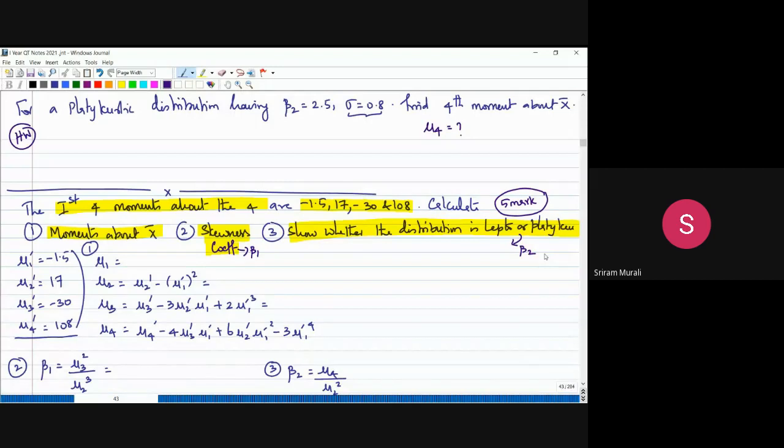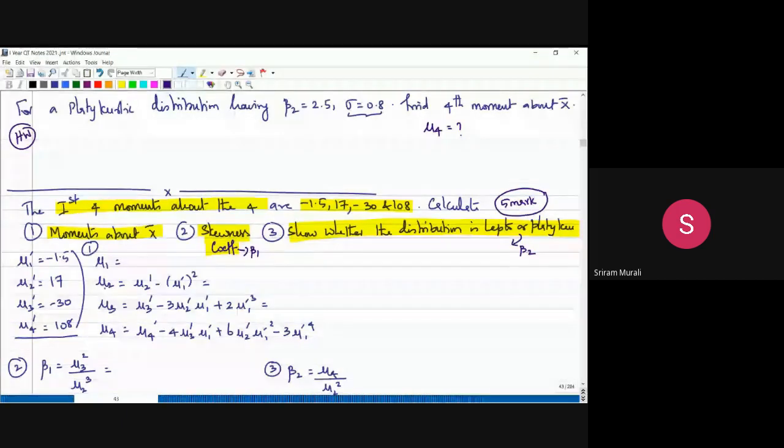First 4 moments about 4: mu1 dash, mu2 dash, mu3 dash, mu4 dash are given. Moments about the mean, mu1, mu2, mu3, mu4, are to be found. The coefficient of skewness is beta 1. Leptokurtic or platykurtic is decided by beta 2. Is that clear?